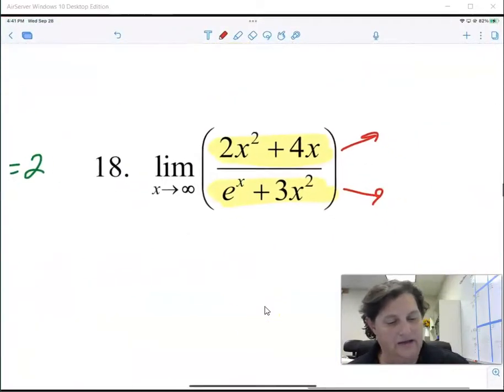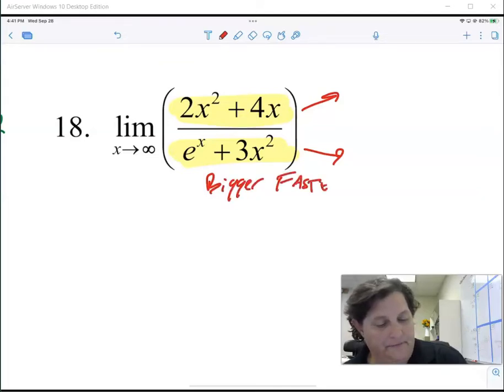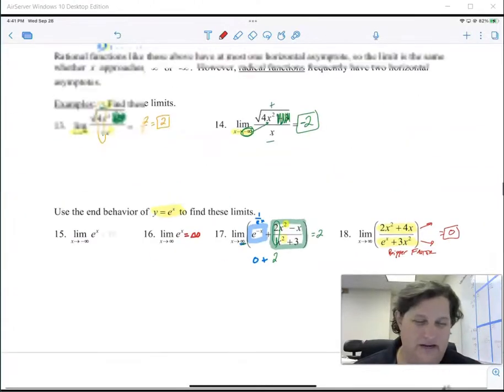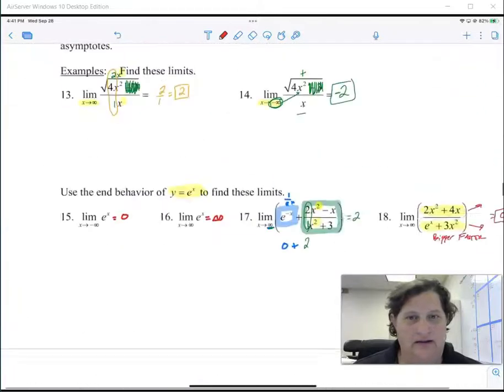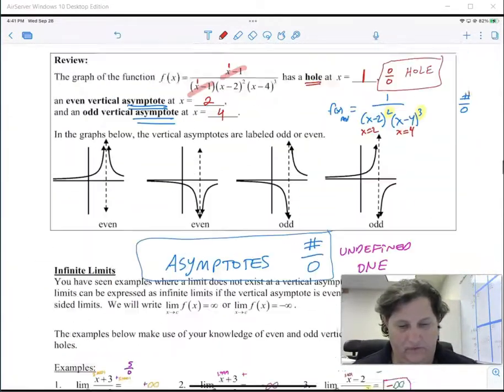So because this gets bigger faster and this one doesn't, it's going to end up going to 0 because you have a very big number on the bottom. We'll discuss that concept a little bit more in class. We're going to go ahead and look at that assignment. So you guys don't have to do anything except make sure you got the notes done for this.